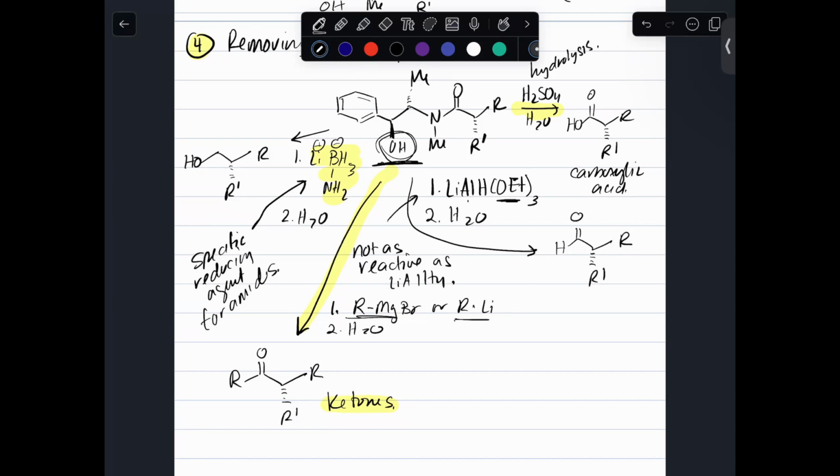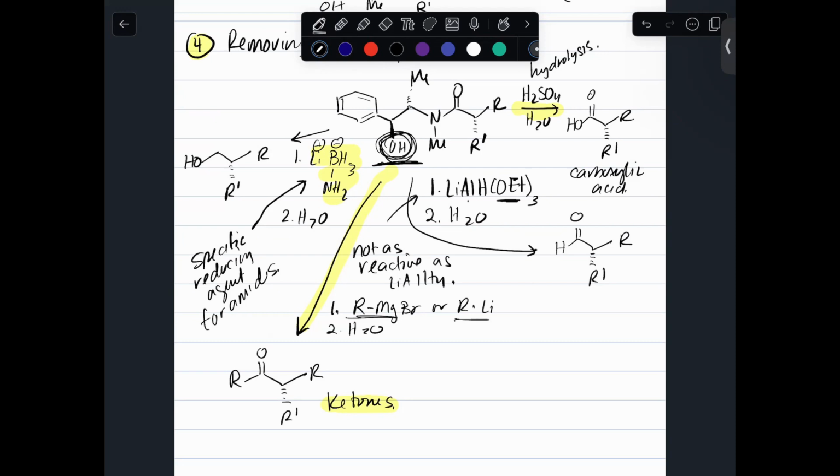So instead, it only forms a ketone and not a tertiary alcohol, which is really nice. And I don't have to go through the Weinreb amide. The alcohol is already there, or the oxygen is already there to chelate with the magnesium or the lithium. Okay. So it makes it super nice that I can avoid a step. I don't have to form the Weinreb amide. I can go straight to my ketone from this pseudoephedrine intermediate.